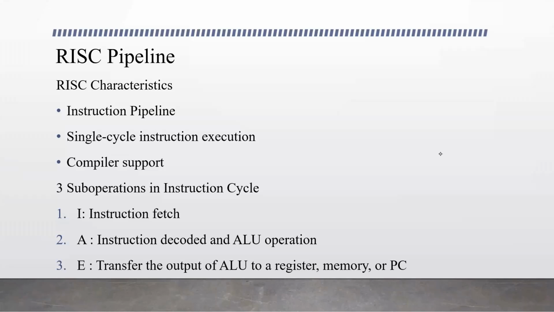As we discussed in the last class, in an instruction pipeline, instructions are divided into sub operations and can be executed in parallel. As these instructions are very simple, the instruction pipeline can be implemented with a few segments, 2 or 3 segments. The next characteristic is single cycle instruction execution. These instructions are of fixed length. When broken down into sub operations and executed in 2 or 3 segments, these sub operations can be performed in a single clock cycle.